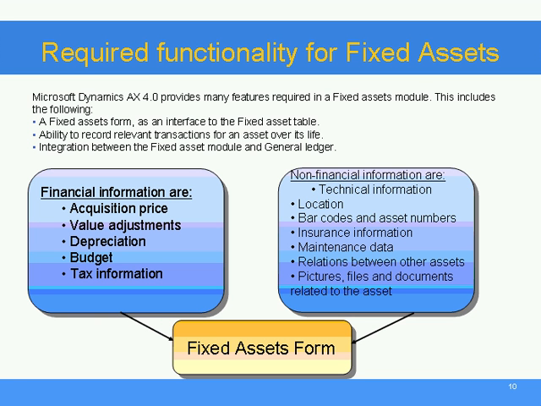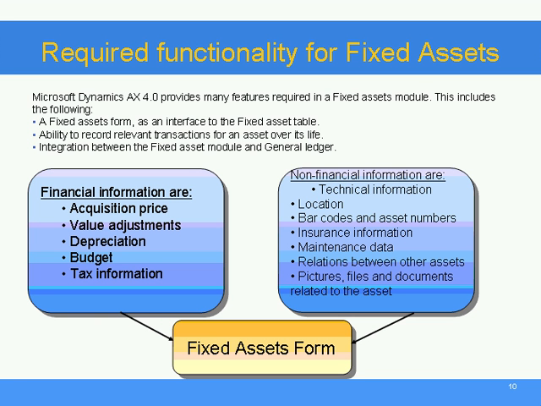Required functionality for fixed assets. Microsoft Dynamics 365 provides many features required in a fixed assets module. This includes the following: a fixed assets form, which is an interface to the fixed asset table, the ability to record relevant transactions for an asset over its life, and integration between the fixed asset module and general ledger.